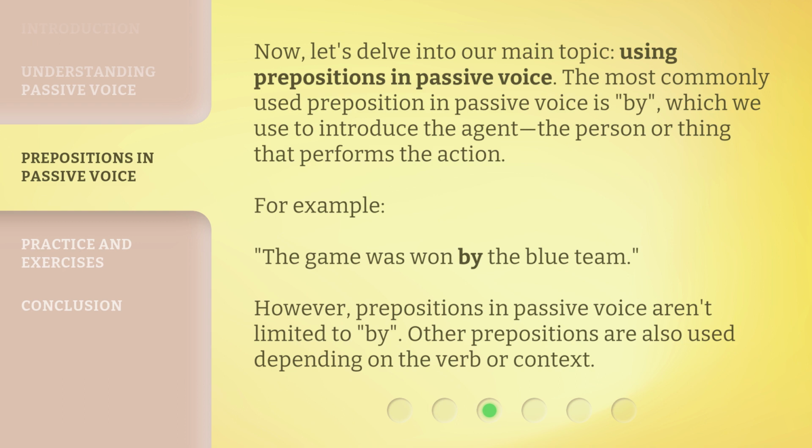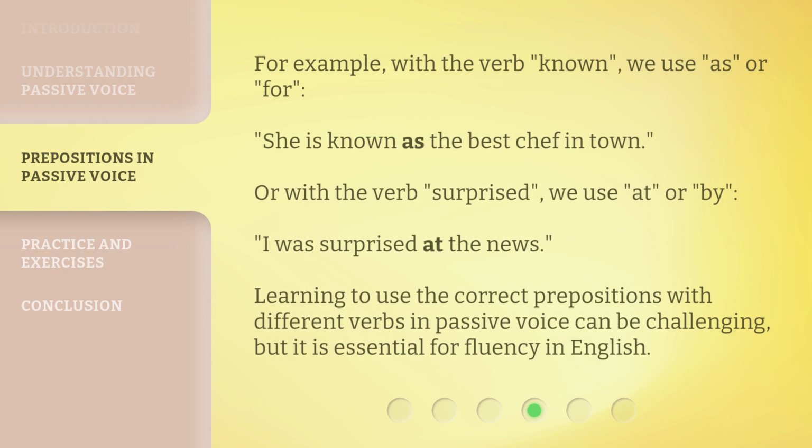However, prepositions in passive voice aren't limited to by. Other prepositions are also used depending on the verb or context. For example, with the verb known, we use as or for. She is known as the best chef in town. Or with the verb surprised, we use at or by. I was surprised at the news. Learning to use the correct prepositions with different verbs in passive voice can be challenging, but it is essential for fluency in English.